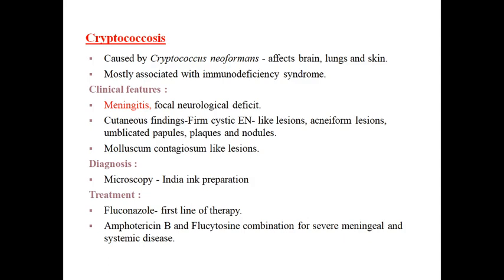And clinically it can present as meningitis, focal neural deficits can be there. Cutaneous findings are firm, cystic, erythema nodosum-like lesions, acne-like lesions, then commonly umbilicated papules, that is molluscum contagiosum-like lesions, and plaques and nodules can also be there. For diagnosis, microscopy, Indian ink preparation is done for demonstration of the capsule. Subsequently, I'll be showing the slide. And then skin biopsy is also done. Then treatment, fluconazole, first line of therapy for longer duration. Then amphotericin B and flucytosine combination is required for severe meningeal or systemic disease.